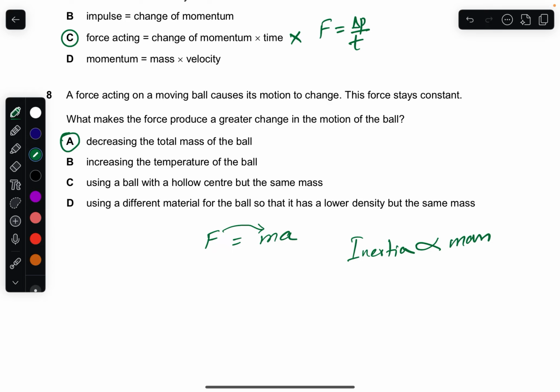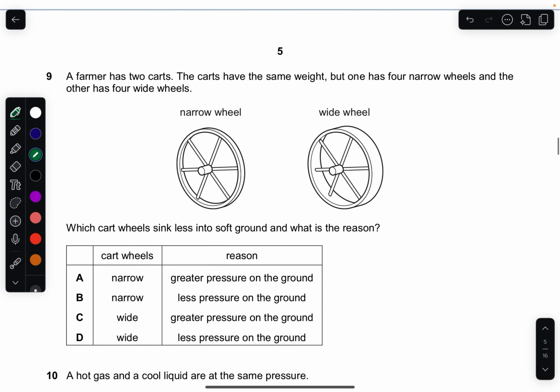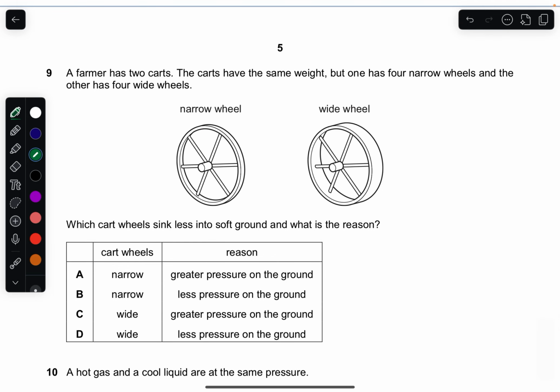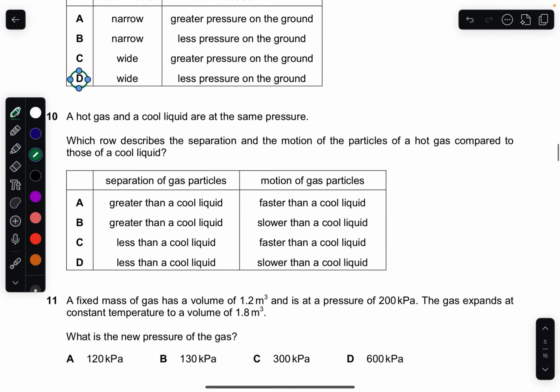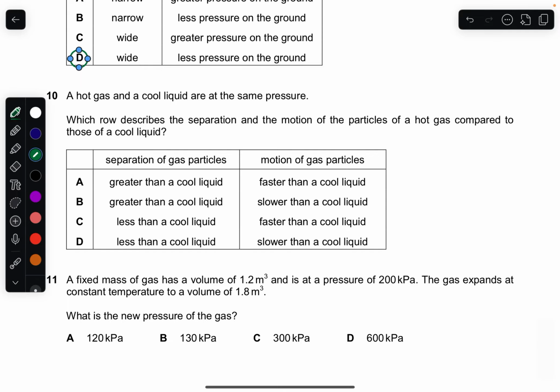In question 9, a farmer has two carts. The carts have the same weight, but one has four narrow wheels and the other has four wide wheels. Weight is the same and area is different. We know pressure is force over area, so pressure is inversely proportional to the area. The one with the bigger wheel will have less pressure. So it will be option D.